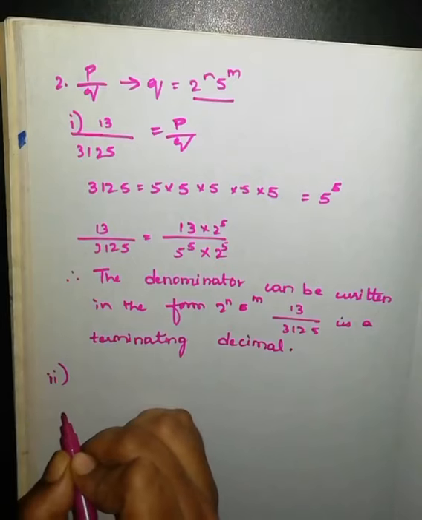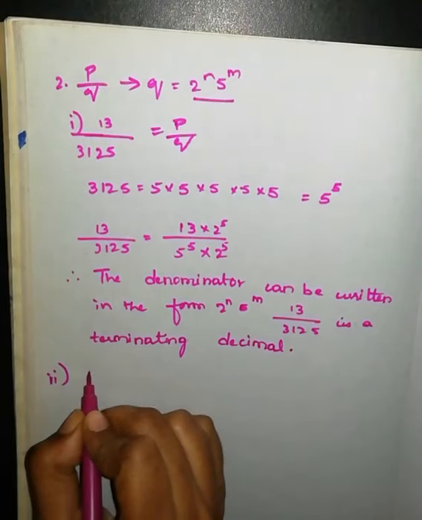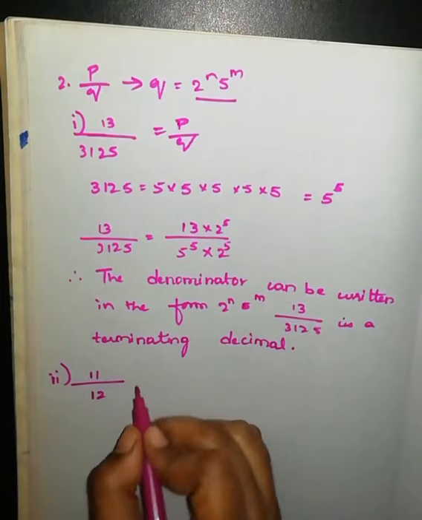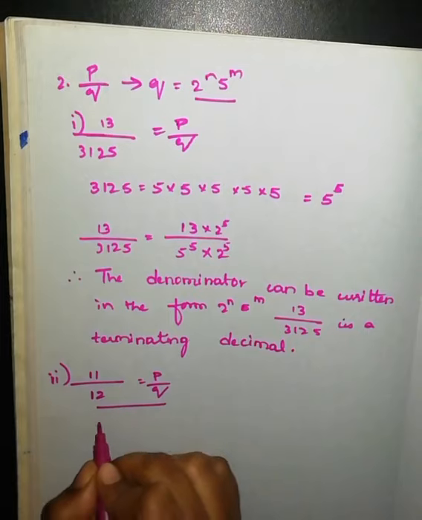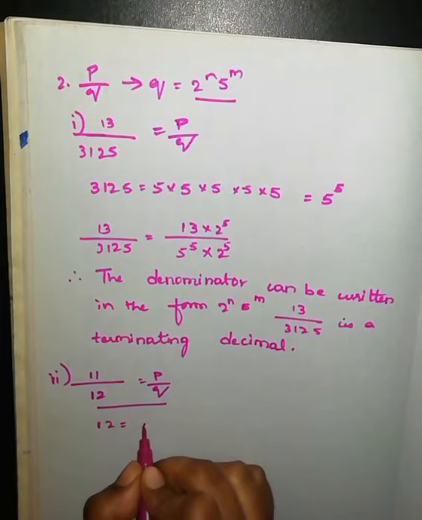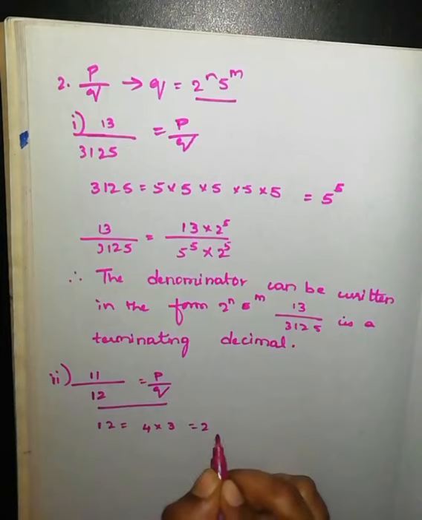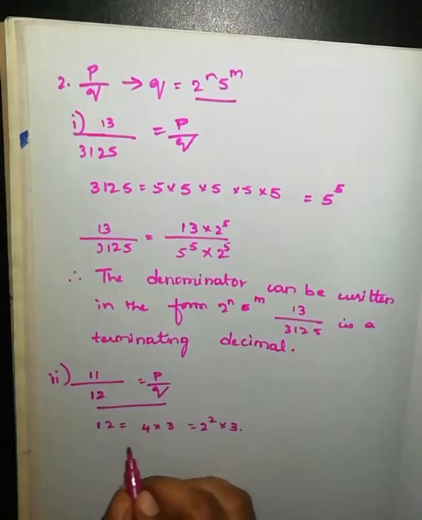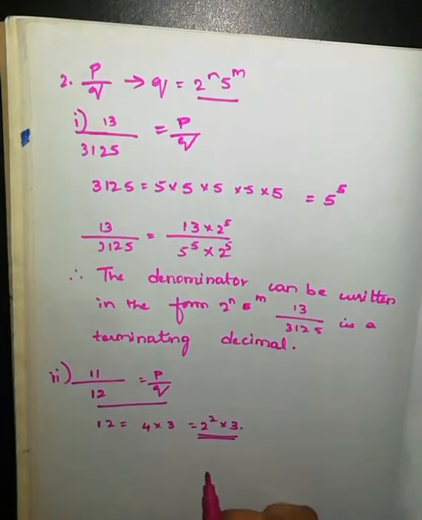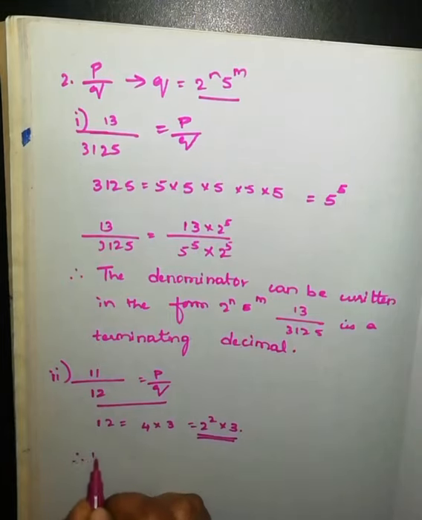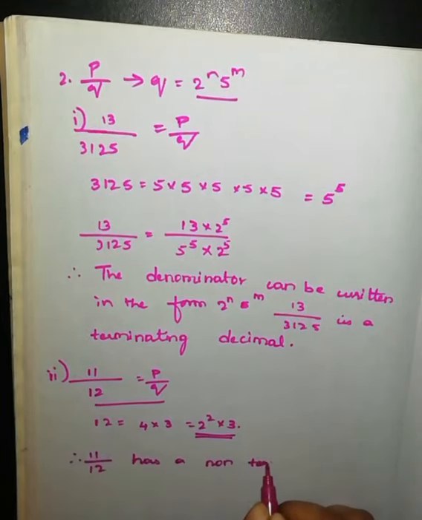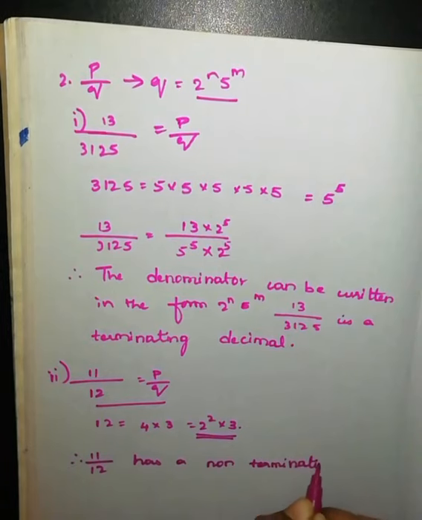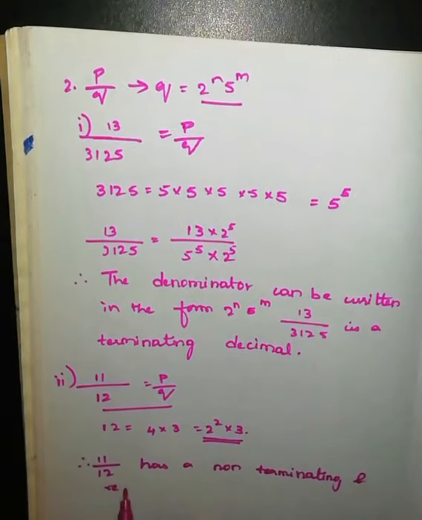Now let's solve the second question. Second question is 11 by 12, which is equal to P by Q. Q is 12. 12 can be written as 4 into 3 or 2 square into 3. Here the denominator is not in the form of 2 power n into 5 power m. Therefore 11 by 12 has a non-terminating and recurring decimal.